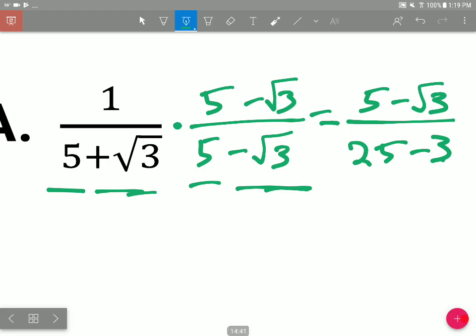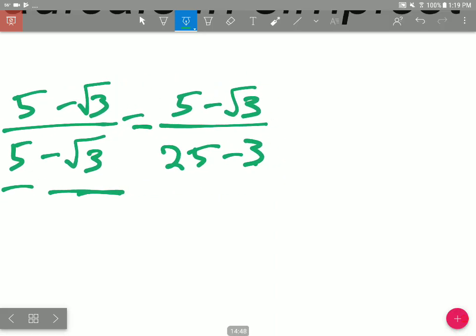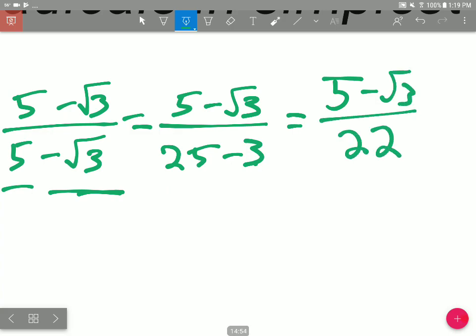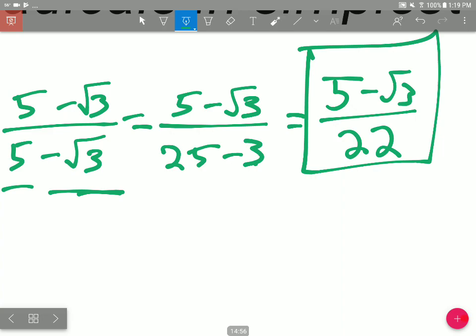There's one more thing you can do with this. What's 25 minus 3? 22. Equals 5 minus root 3 over 22. And that would be your answer. Cool? These are a lot simpler. All right, let's slide over to the next one. Slide over to letter B.